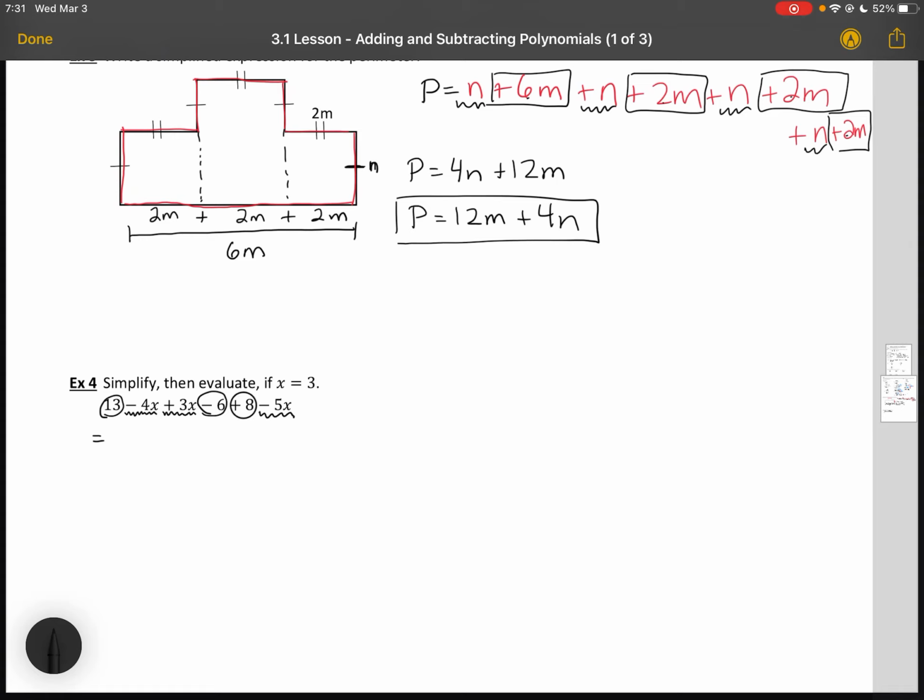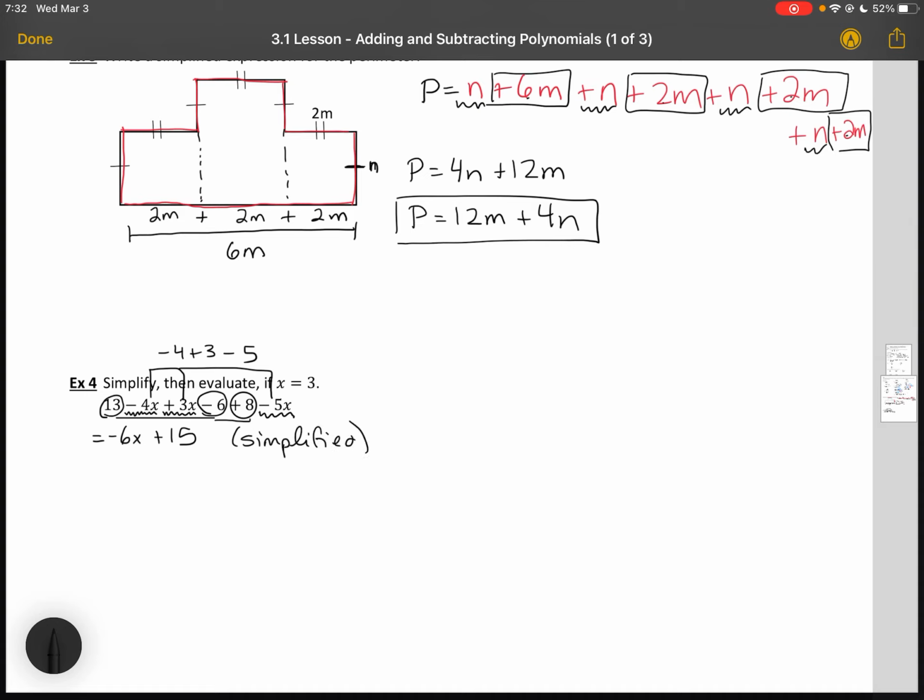Now I'm going to combine my x's. So my variable is going to stay the same. And I'm going to add all my numerical coefficients together. So minus 4 plus 3 minus 5 is going to give me minus 6x. And then I'm going to add my numbers together. So 13 minus 6 plus 8 would be, let's see, minus 6 plus 8 is 2. So that would give me 15. And this is going to be my simplified expression here. So simplified.